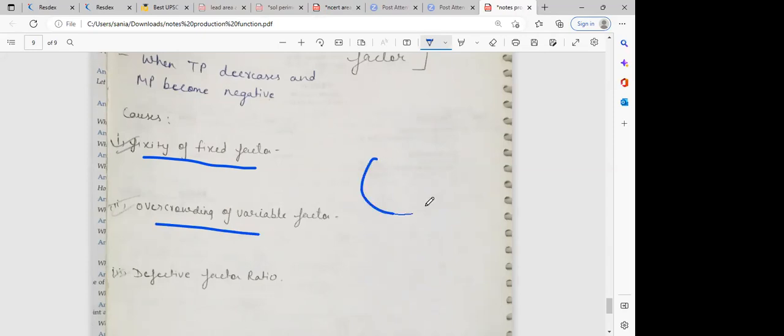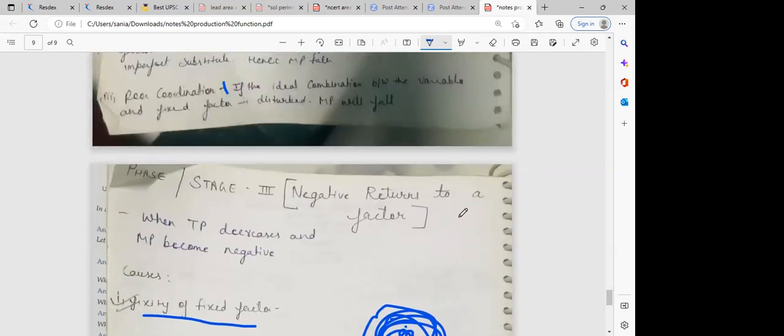See, if this is a marriage hall, over here 10 people can come, so you have 10 chairs over here, right? And suddenly 20 people came, so you bought 10 more chairs, now you have 20. So over the place everywhere is chair, chair, chair. There is no space for people, right? So overcrowding of variable factors can happen. And defective factor ratio, the ratio between variable and the fixed factor can be defective, it's of no use, right? So these are the three reasons for the negative return to a factor.